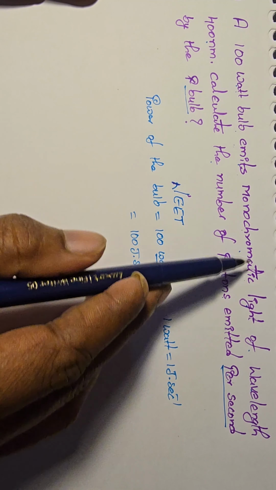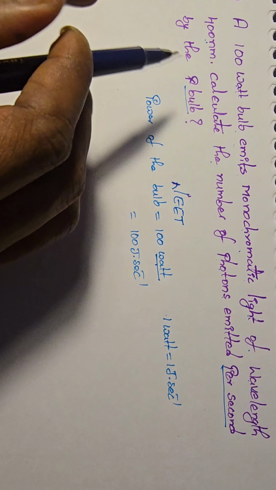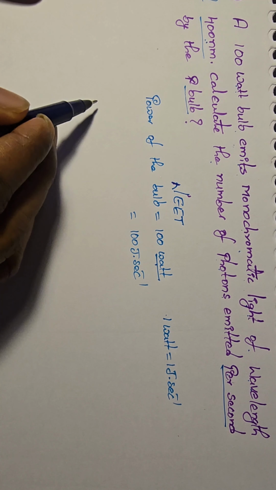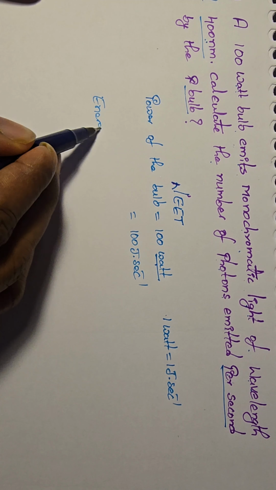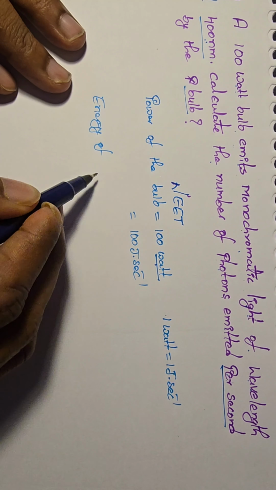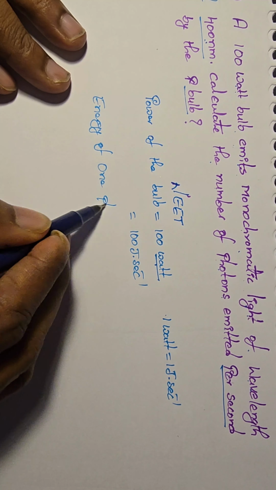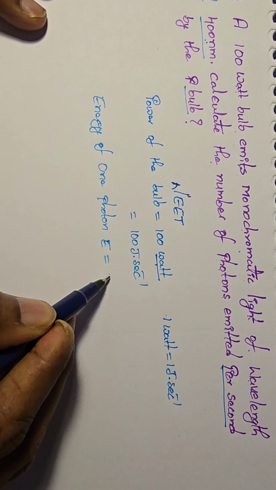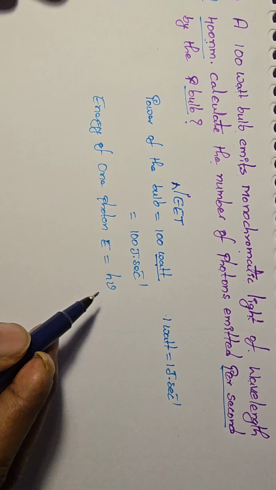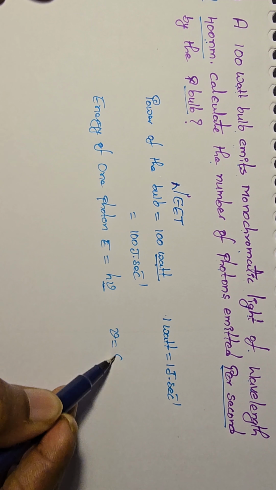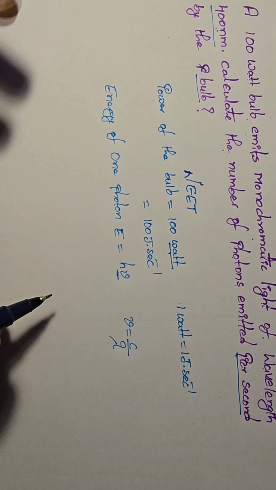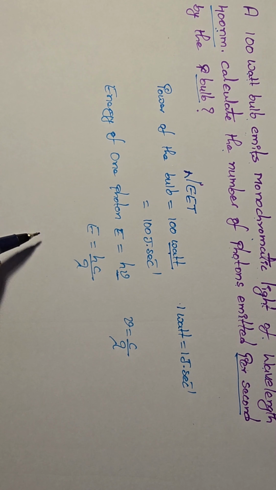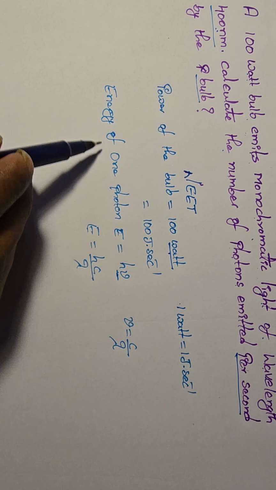The wavelength is given as 400 nanometers. Now the energy of 1 photon. What is the formula? E is equal to h nu, the energy of the photon formula. Nu is equal to c by lambda, so E is equal to hc by lambda. Let's find the energy of the photon.